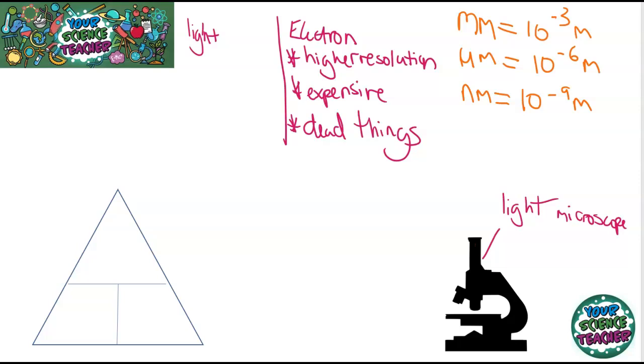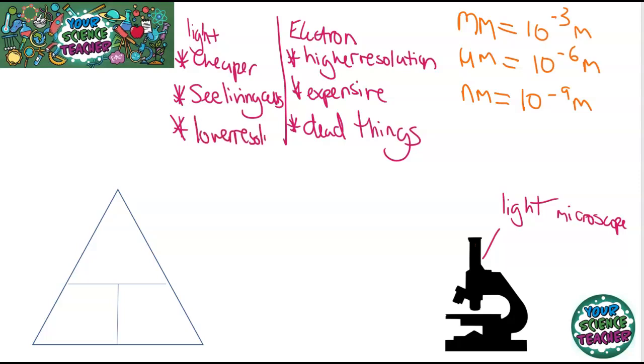So light microscopes have an advantage because of the fact they are cheaper. You can see live things, see living cells, but the only problem with them is they are lower resolution.